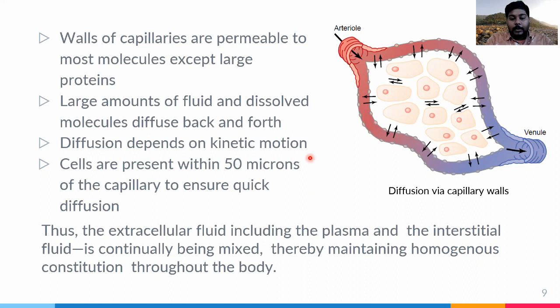The diffusion of nutrients depends entirely on the kinetic motion of the nutrient molecules and the fluid. Cells are present within 50 microns of the capillaries in order to ensure quick diffusion of nutrients. Thus, extracellular fluid, including plasma and interstitial fluid, is continually being mixed in order to maintain a homogeneous constitution throughout the body.